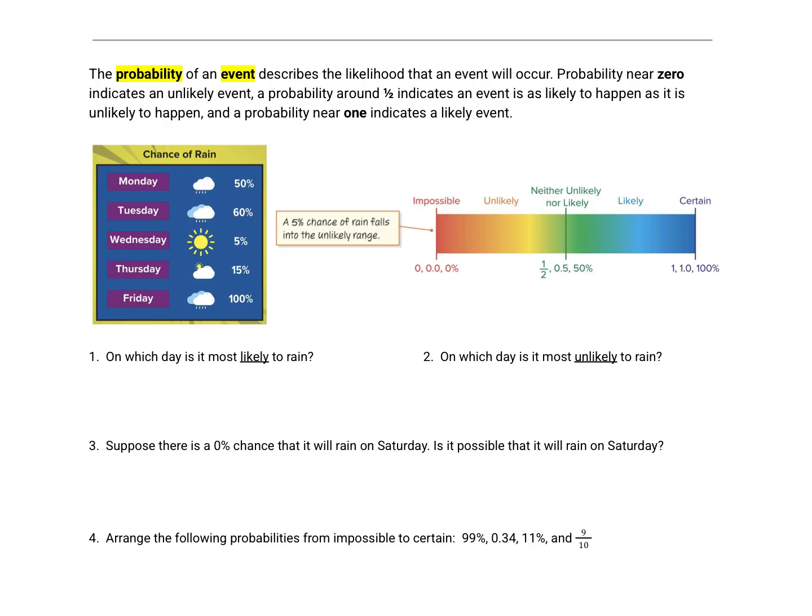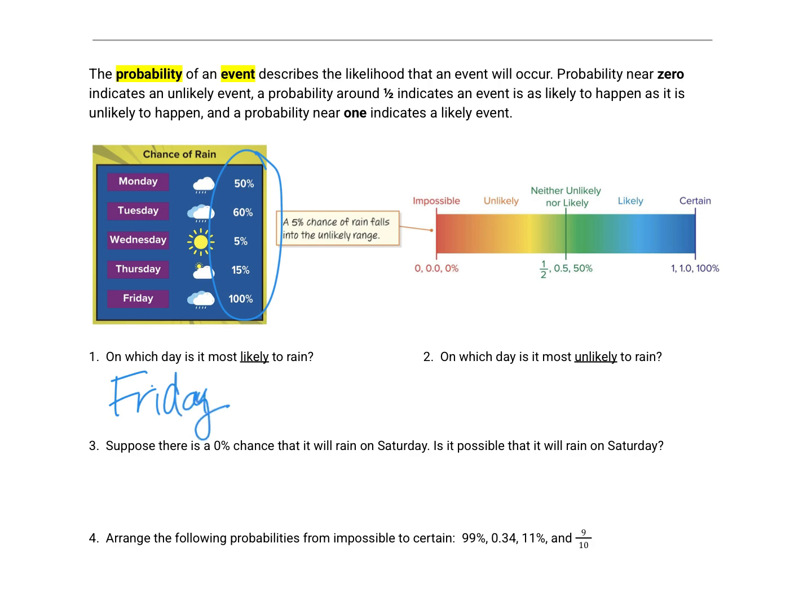So question number 1, it says, on which day is it most likely to rain? If we look at all of our percents in our table right here, we have Monday, 50%, Tuesday, 60%, Wednesday, 5%, Thursday, 15%, and Friday, 100%. These are all the chances or likelihood it's going to rain each day. The day that it's most likely to rain is going to have the highest percent, so that would be Friday. Friday has a 100% chance of rain. So that's the day it's most likely to rain.